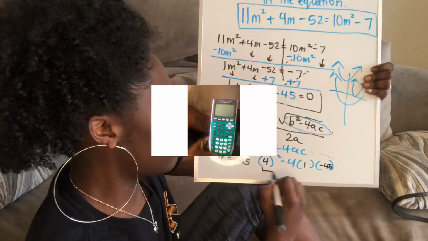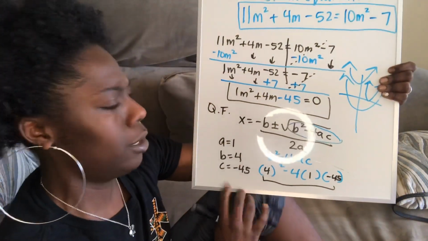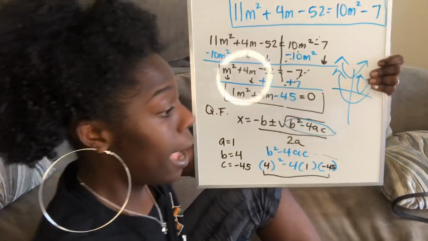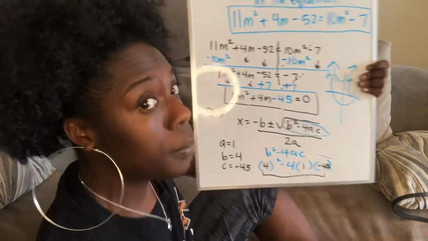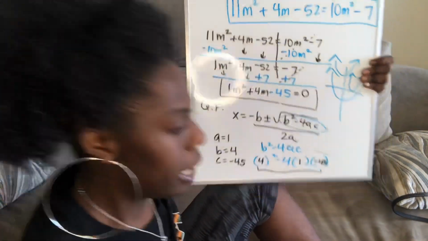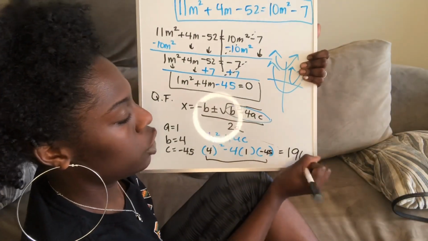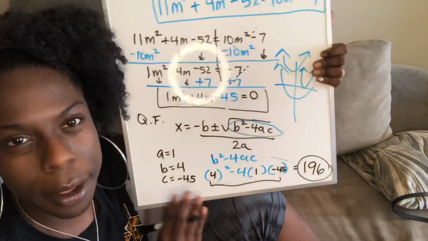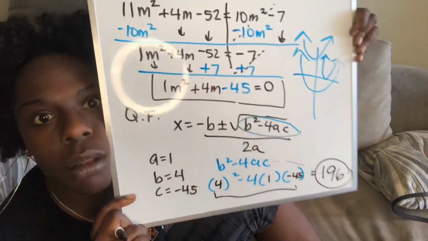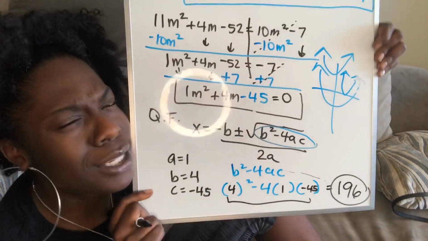So I already have been using my calculator, and my answer ends up being, yep, you're right, 196. That is my discriminant. Okay? So what does that discriminant mean? It tells me how many solutions I have.